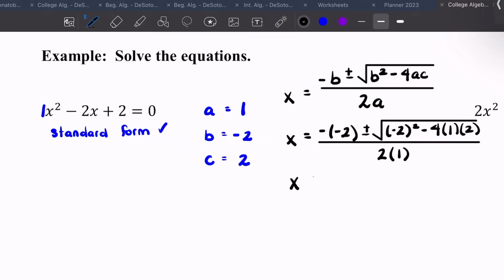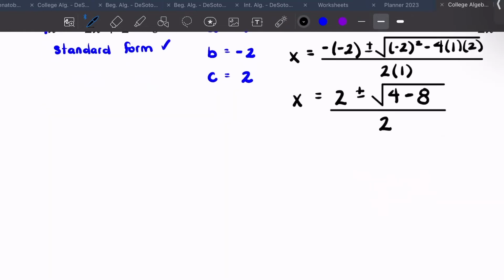Now I'm just going to clean up. So I get 2 plus or minus square root. All right, negative 2 squared is 4. And then I have 4 times 1 times 2, which is 8. But I have this minus sign right here, so I have minus 8, and the square over 2. All right, keep going. X equals 2 plus or minus the square root of negative 4 all over 2.